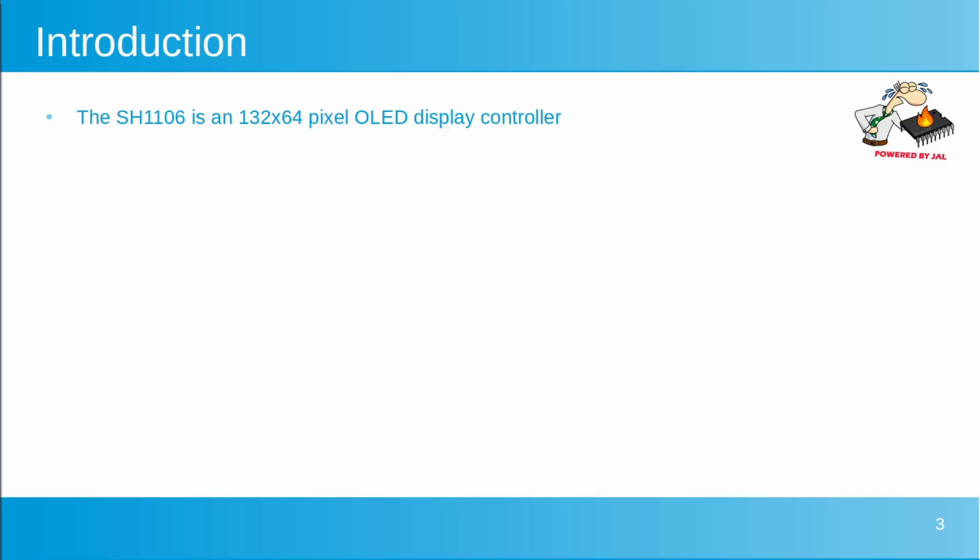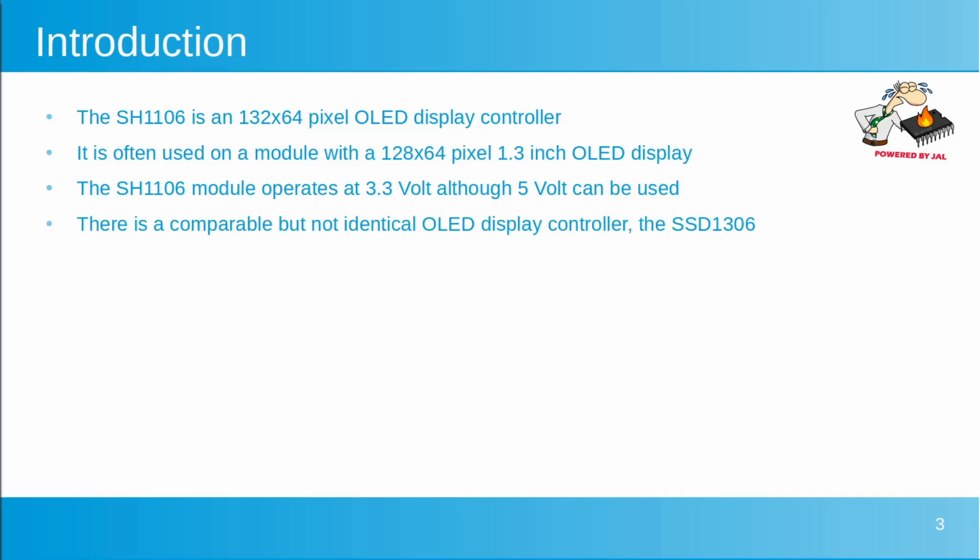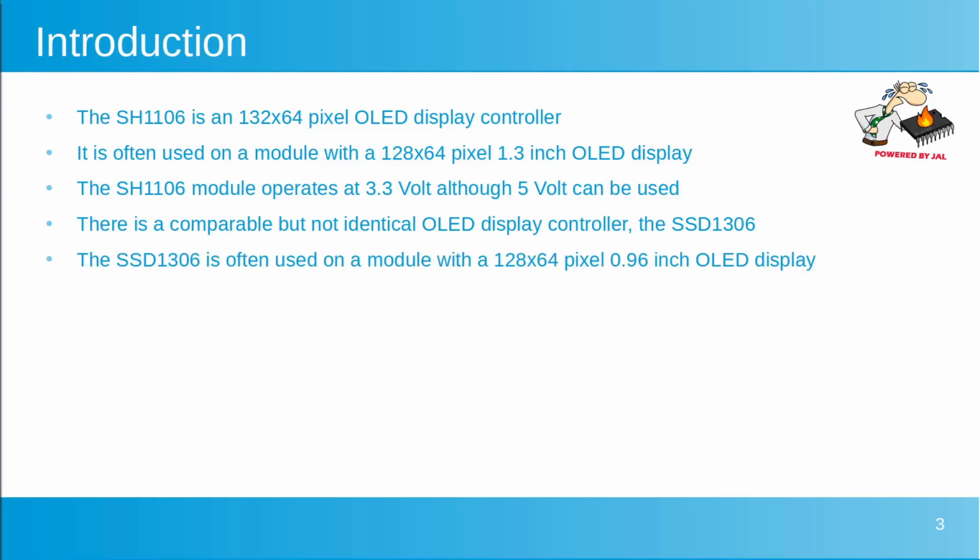So this SSH1106 is a 132 by 64 pixel OLED display controller. And it's often used on a module with a 128 by 64 pixel display, which is 1.3 inch wide. And the module operates at 3.3 volt, although you can also use 5 volt for this module. And there is also another one which looks like this module, which is the SSD1306, but it has some different functions than this module. This SSD is often used also in a module form with 128 by 64 pixels, only the OLED display is a little bit smaller.